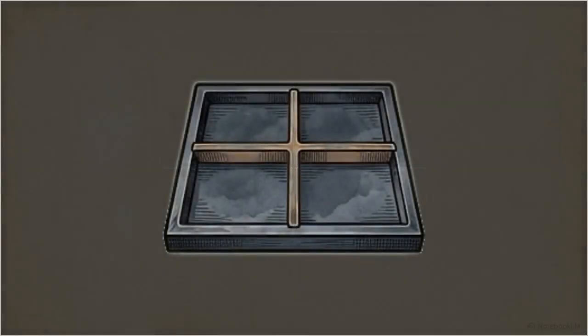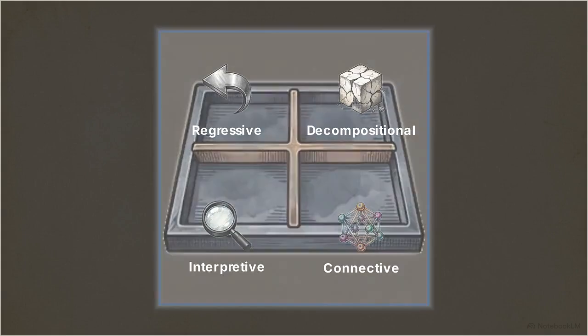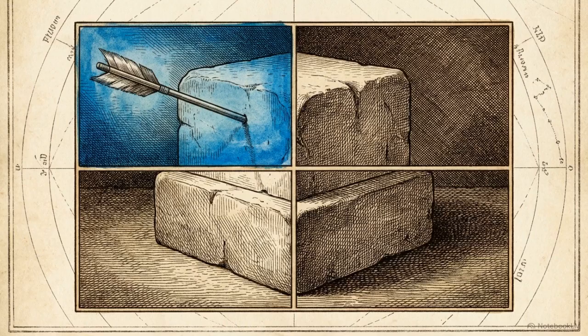This grid organizes the 4 distinct models of analysis used throughout the history of philosophy: the regressive, the decompositional, the interpretive, and the connective. Grasping these 4 dimensions shifts analysis from a simple act of disassembly to a precise method for resolving complex problems. We begin in the first quadrant, the regressive model.